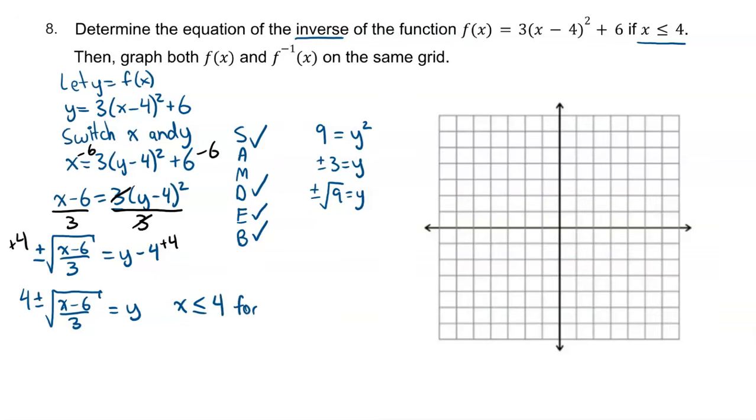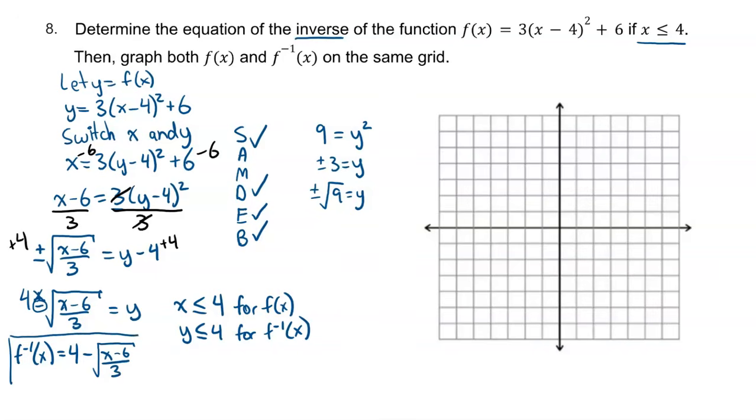Now keep in mind, the original function had a restriction that said x had to be less than or equal to 4. And because the inverse switches the x and y values, that means the inverse has to have a restriction on y. Y has to be less than or equal to 4. Well, in order for that to be the case, I can't add anything to 4. I could only subtract. So the inverse function is only the subtracting part of this, not the adding part of that. It's just 4 minus the square root of x minus 6 all over 3.